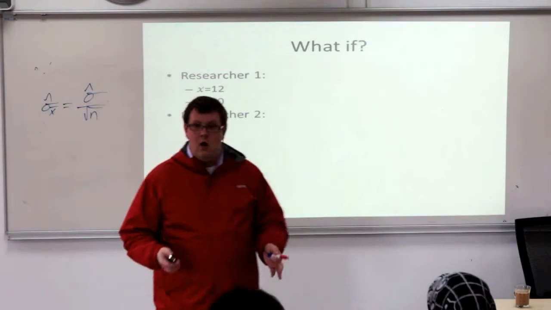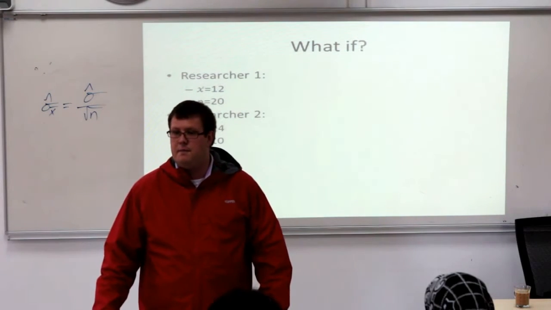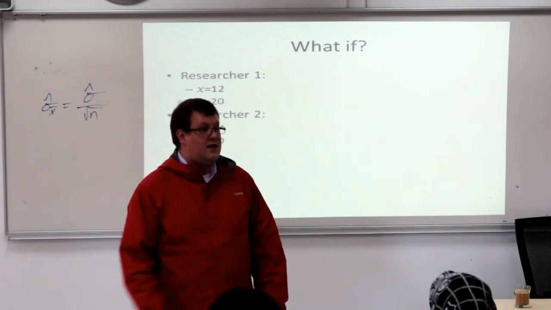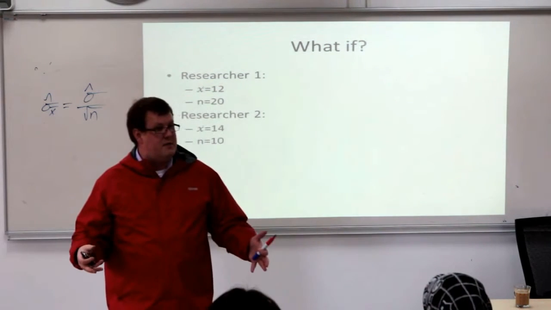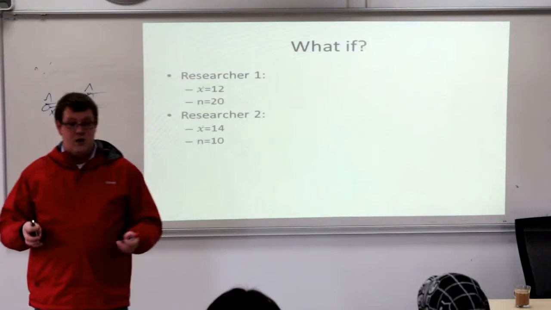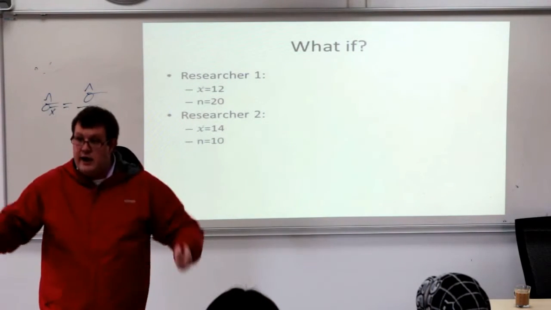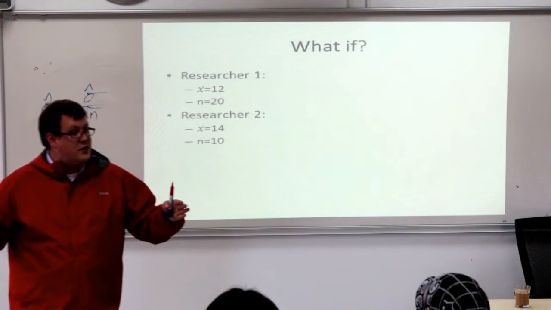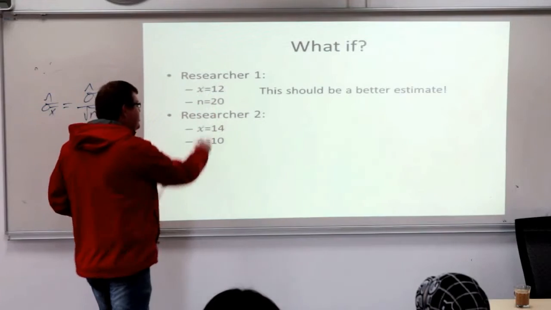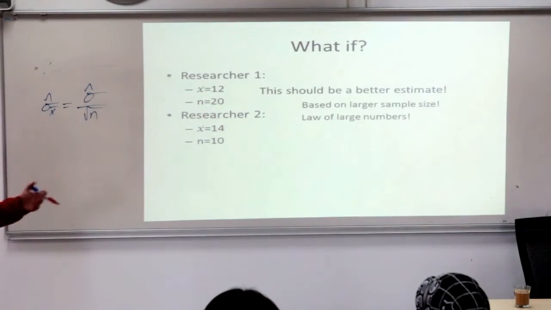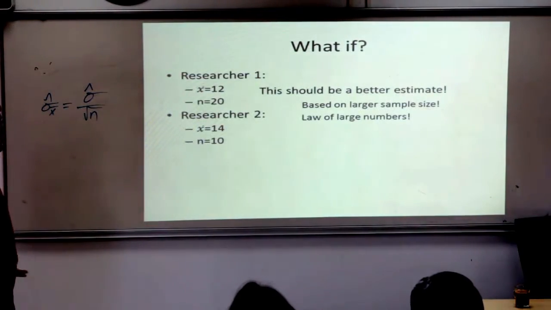So what do we know about estimates of means when the sample size gets bigger? It gets more accurate. Yeah, this is the law of large numbers. As the sample size increases, our estimate of the mean is going to get closer to the true mean. And also the standard error of the mean is going to get smaller, because we're dividing by the sample size. So this should be a better estimate, and we know this because it has a larger sample size, and we know what the law of large numbers says.